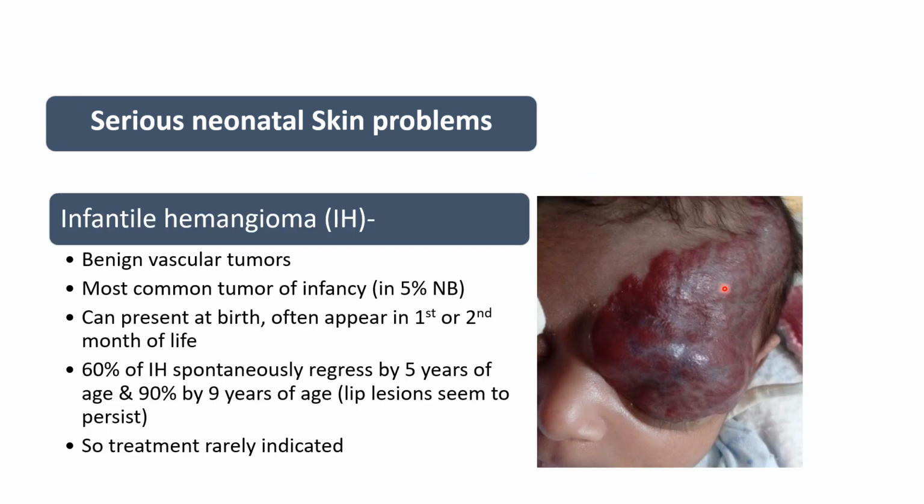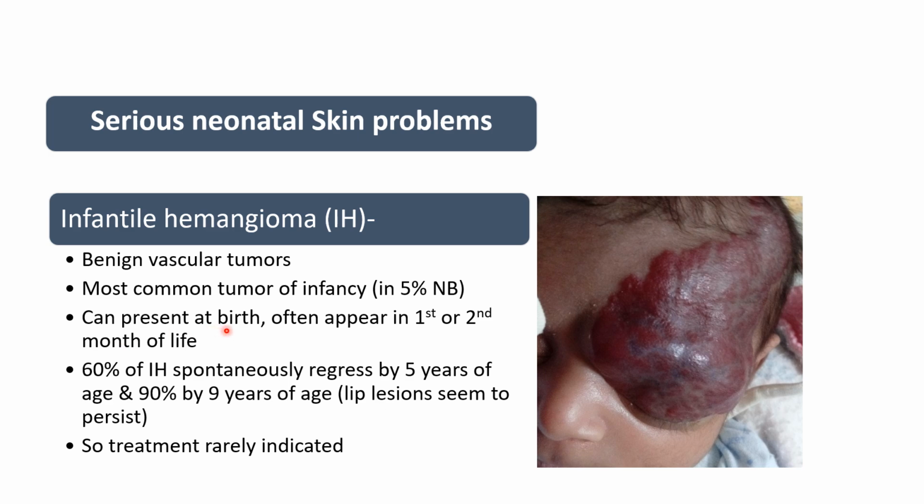Now in this image you can see the newborn is having a skin lesion over the forehead and over the eyelid. This is red-purplish in color and having a nodular surface and irregular border. This is a benign vascular tumor known as infantile hemangioma.